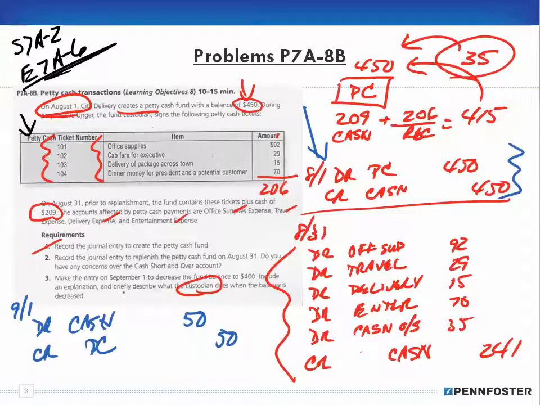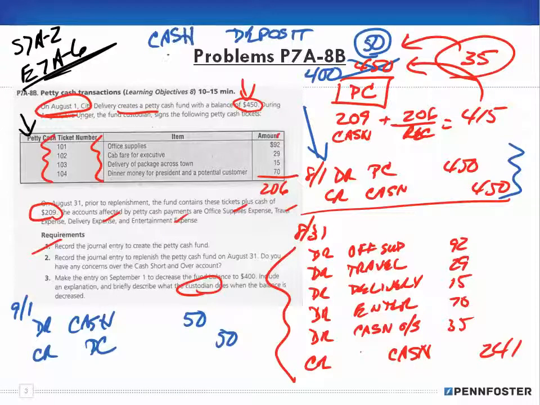What it says here, and briefly describe what the custodian does when the balance is decreased. Well, basically, you're taking the $50 out of the box, right? You're not going to have 450 in the box anymore. You're going to have 400, and you're going to take that $50 and you're going to deposit it into the checking account or the cash account. Okay, and you would make a journal entry. That's the journal entry you're going to make that supports that deposit.